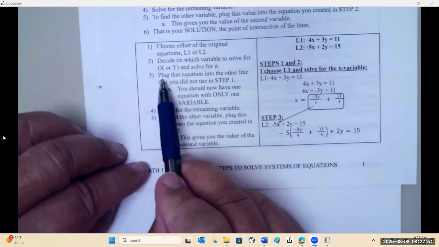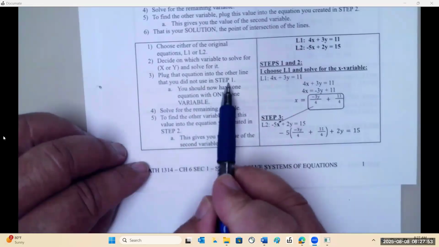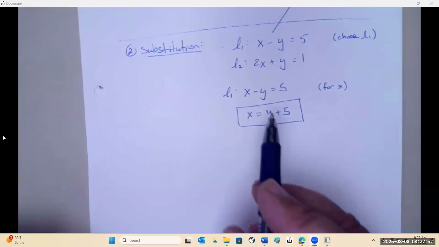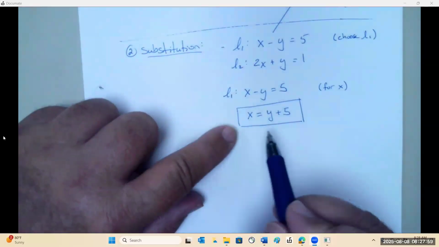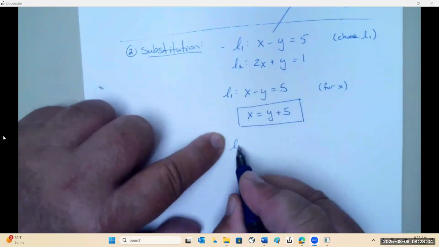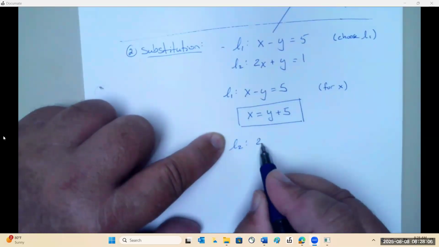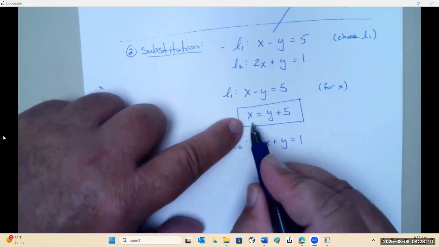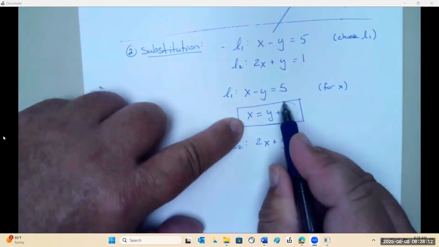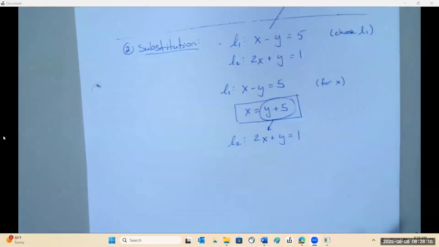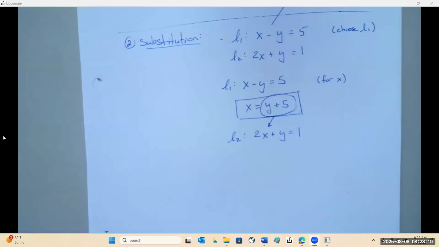Now, plug the equation that we just got in step one into the other line you didn't choose. Since we used line one, we got this equation. We plug this into line two. So anywhere I see an x, I plug this in place of x. I substitute it. That's where the name comes from, substitution.